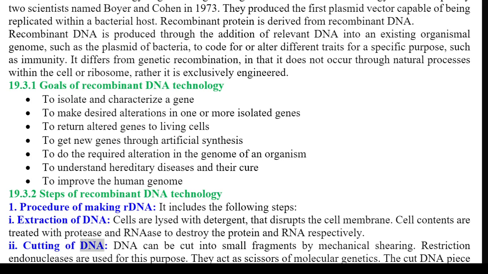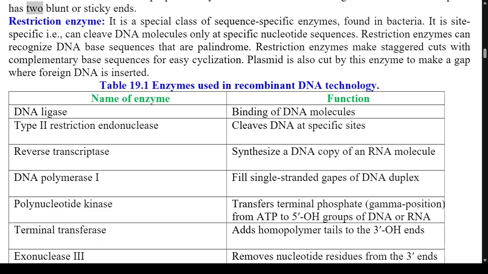2. Cutting of DNA. DNA can be cut into small fragments by mechanical shearing. Restriction endonucleases are used for this purpose. They act as scissors of molecular genetics. The cut DNA piece has two blunt or sticky ends.